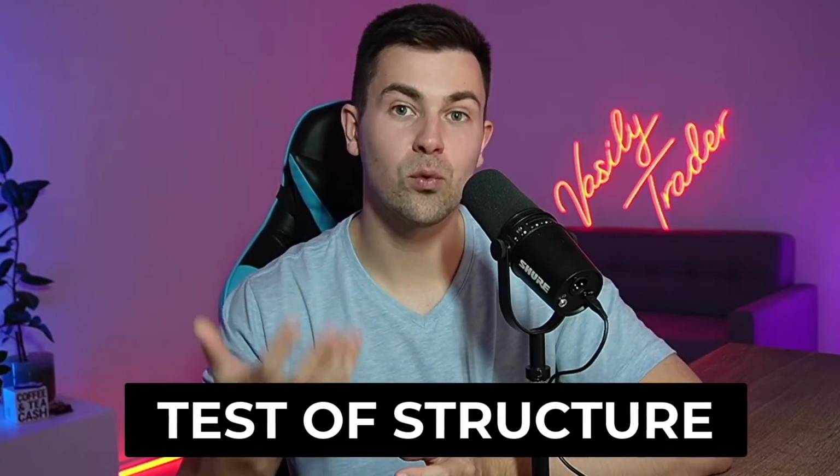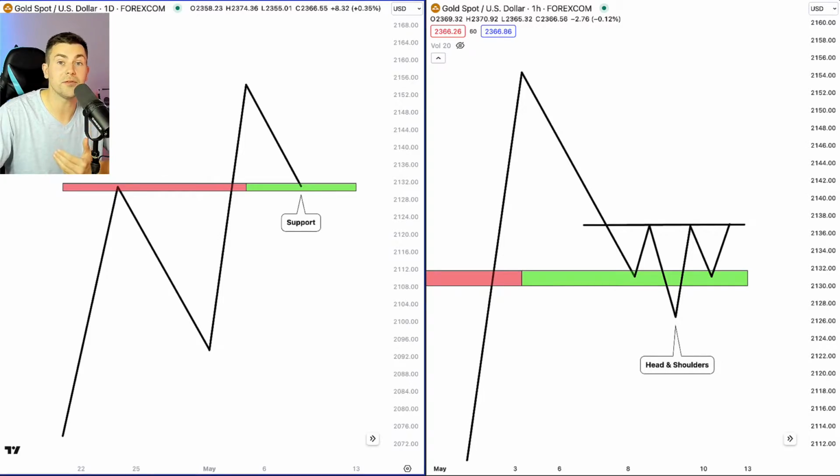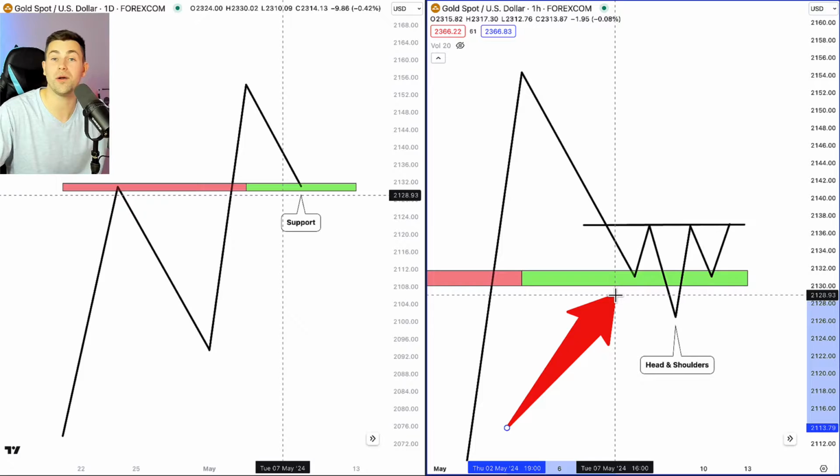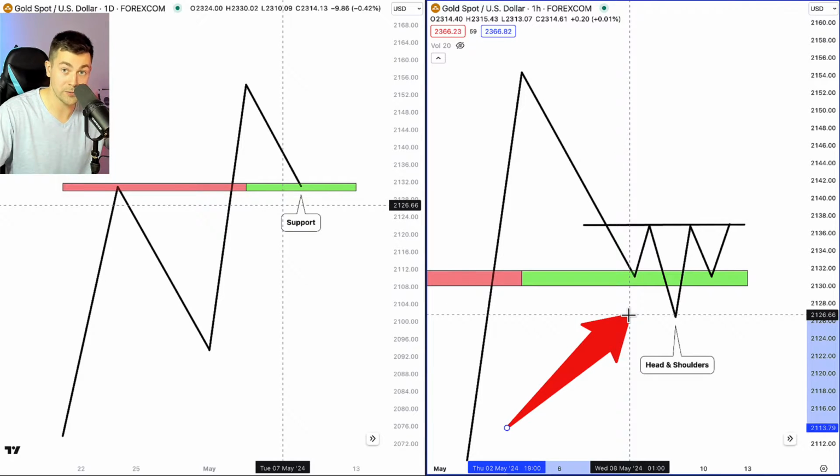Once you executed the structure analysis on a daily time frame, patiently wait for the test of one of the structures that you spotted. And once you see the test of one of the structures, you should look for a price action pattern on an hourly time frame. Immediately after you see the test of a daily structure support, immediately open an hourly time frame and look for the formation of a bullish pattern there.